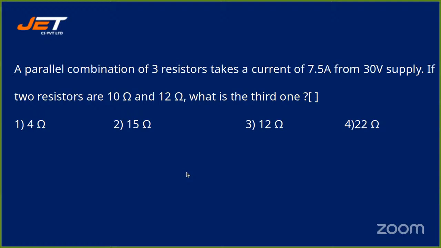So what is total current? You have 7.5. I3 will be equal to 2 amperes. So total voltage V is equal to I3 into R3, you can do. We know what is V, right? 30 volts. I3 equal to 2. So 30 by 2, it is 15. Simple.